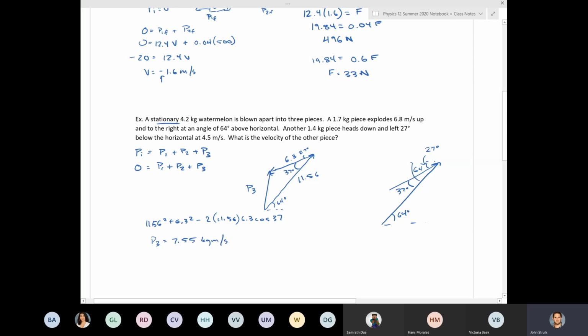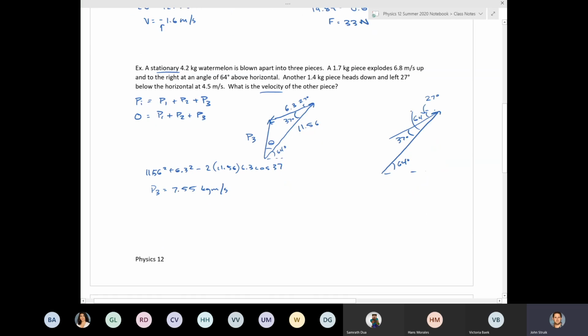Okay. We're trying to find the velocity, which means we need the angle. So I'm going to find this angle right here. So sine theta over 6.3 equals sine 37 over 7.55. So 6.3 sine 37 divided by 7.55, second sine. Hopefully this works. Okay, this theta is 30 degrees. That should make sense. I think that makes sense.